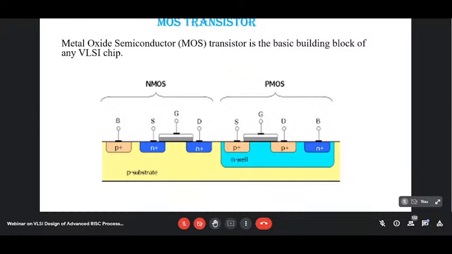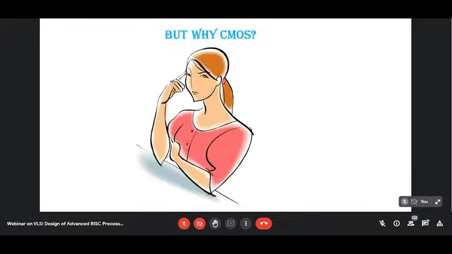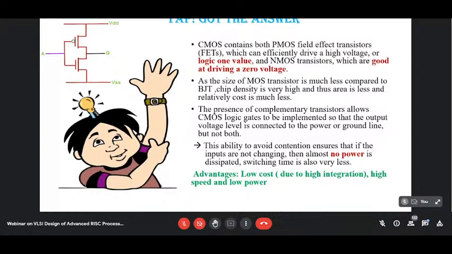So basically, metal oxide semiconductor transistors are the basic building block for any VLSI chip. There are two types of MOS transistors, all of you know, NMOS and PMOS. But the obvious question is, why CMOS? Yes, we have the answer. CMOS contains both PMOS field effect transistors as well as NMOS field effect transistors. Now, PMOS drives a good logic 1, and NMOS drives a good logic 0.